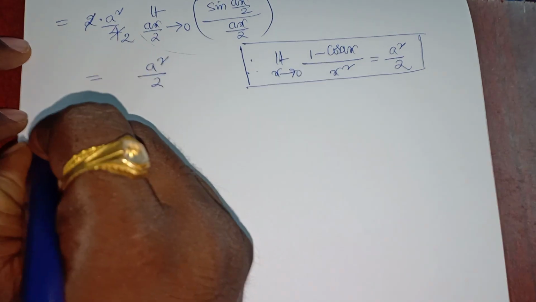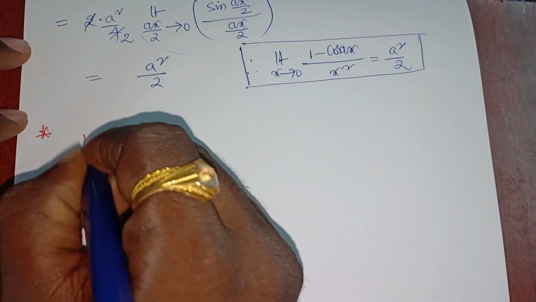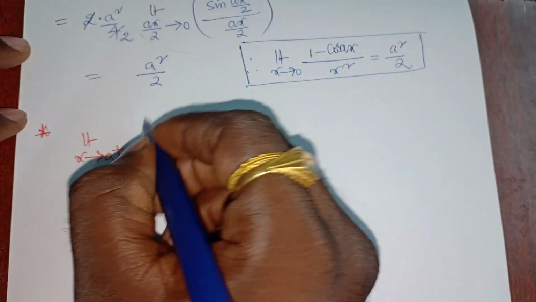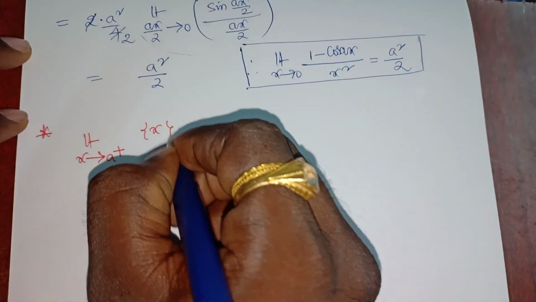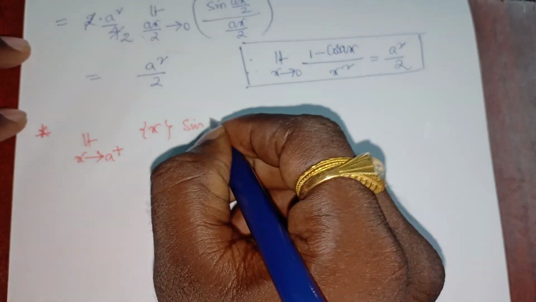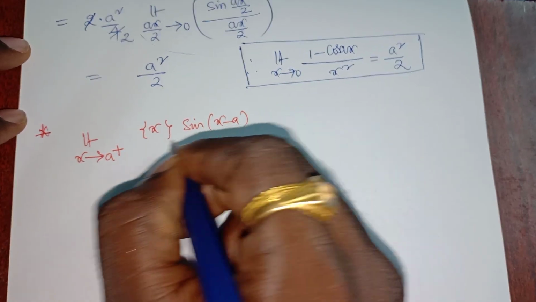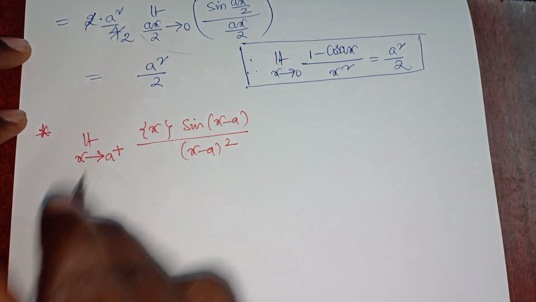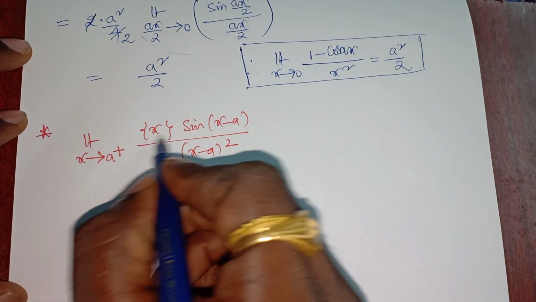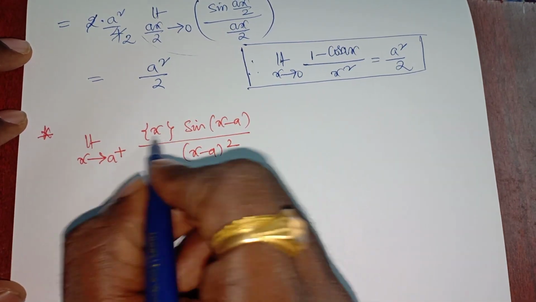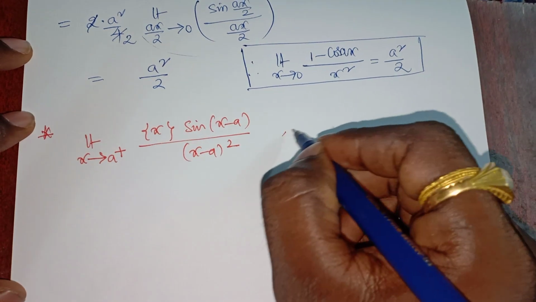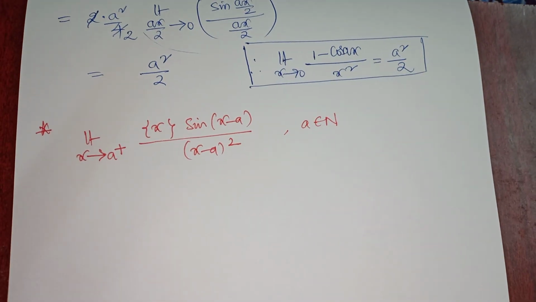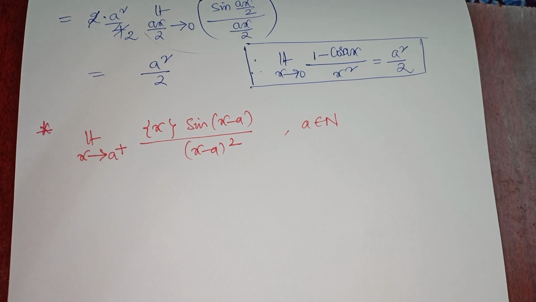Now coming to the second problem, that is limit x tends to a plus, fractional part of x into sin of (x minus a) by (x minus a) whole square. So what do these brackets denote? Fractional part, where a belongs to n, a natural number. So, very interesting problem.